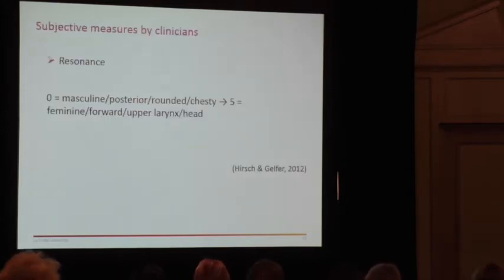In terms of subjective measures by clinician, this is from Hirsch and Gelfer. You can use a VAS type scale for resonance. So in this case, there's masculine posterior chesty resonance on one end, and this is not presented like this, I just couldn't fit it in one line on the slide. Sorry. So you've got the arrow, but it's a VAS scale with 5 being feminine forward, upper larynx and head resonance, and obviously if you're seeing a trans man, then you would change those around, so feminine would be the 0, the masculine would be up to the 5.